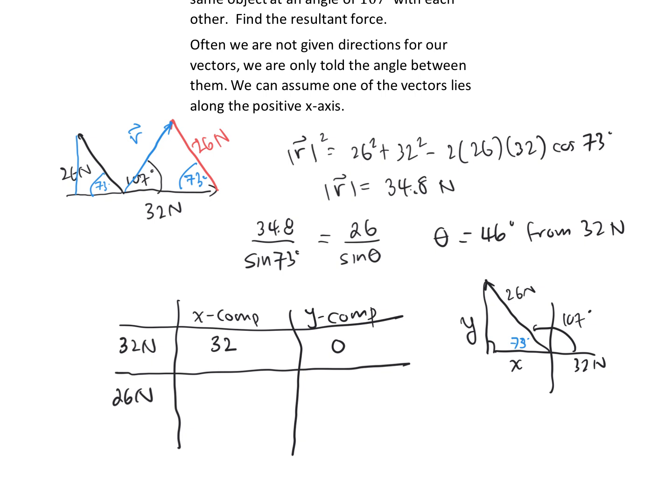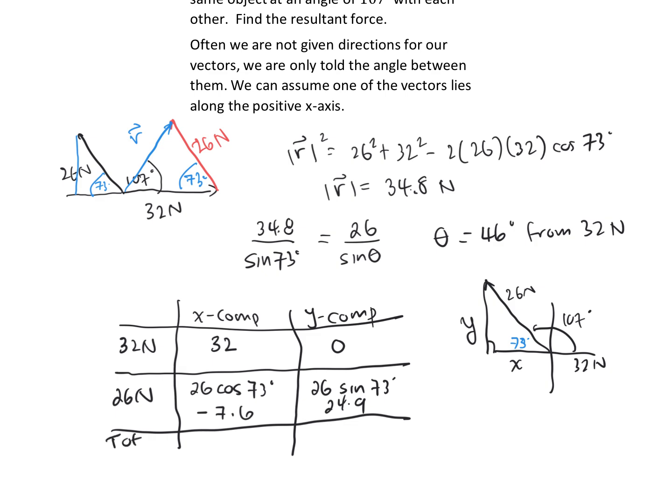So magnitude is 26. The x component will use cosine of the angle. And magnitude is 26. We'll use sine to find the y component. The x component is going to work out to be 7.6, and it is going left. So that will be negative. The negative indicates that the x component is going left. Y will be positive because it is going up. So 24.9.